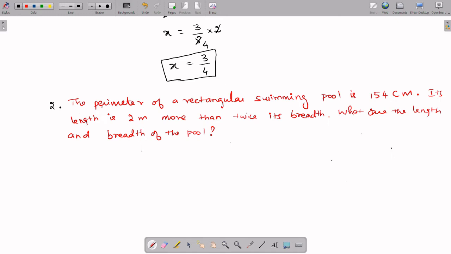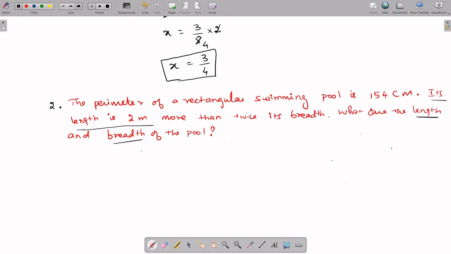The perimeter of a rectangular swimming pool is 154 centimeter. Its length is 2 meter more than twice its breadth. What are the length and breadth of the pool? We have to calculate the length and breadth of the swimming pool, and the relationship between length and breadth is given in this line: the length is 2 meter more than twice its breadth. If you know the breadth, twice that plus 2 is your length.